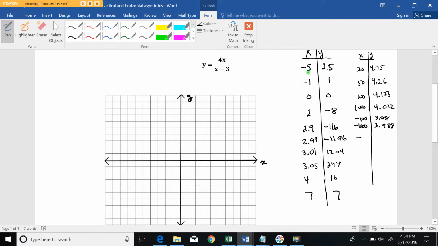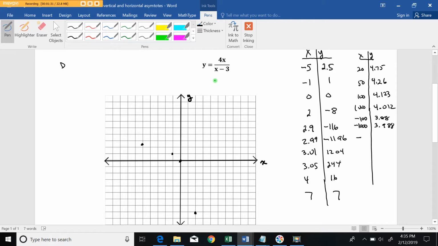So this point, negative 5, 2.5, is about here. Negative 1, 1. 0, 0. Okay, 2, negative 8. Now you'll notice when we go from 0, 0 all the way to negative 8 here, that's way down here.